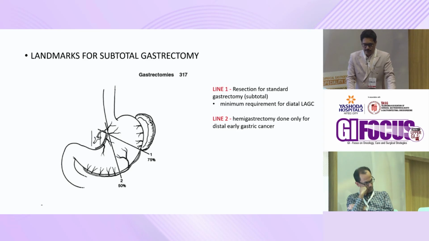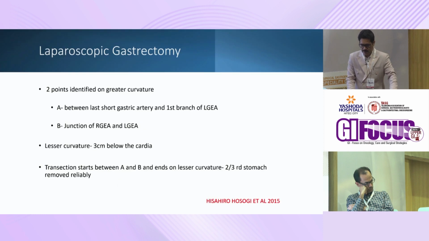So these are the landmarks for subtotal gastrectomy. These are things we must remember. Any resection on the lesser curvature is only around 2 to 3 centimeters below the EG junction. And on the greater curvature, we have to have these three landmarks. One is where the short gastrics end and the left gastroepiploic start, and at the junction of the left gastroepiploic and right gastroepiploic. So in between these line 1 and 2 is where the partial gastrectomies would be present, or the hemigastrectomies. So as I said, in between these line 1 and 2, we have to do the partial gastrectomies.